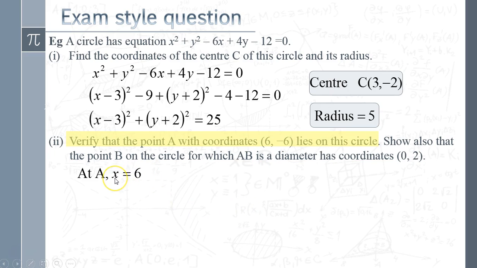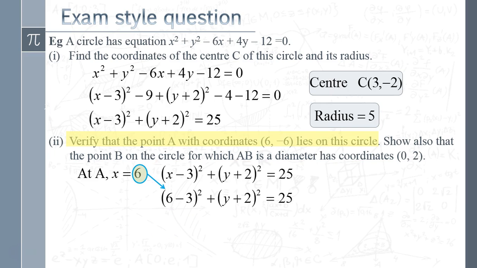So if I know that at point A x equals 6, hopefully what I should be able to do is put it into my equation of the circle and end up with a y value that's minus 6. So that's what I'm going to do. There's my equation of the circle. Put in x equals 6. So clearly here now we've got 6 minus 3 all squared, so that's 3 squared, which is 9.